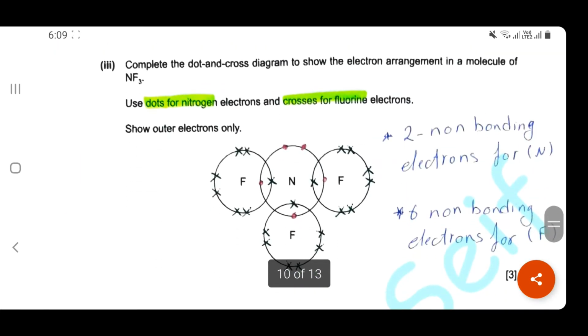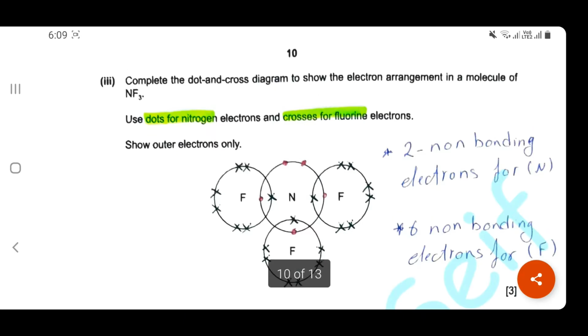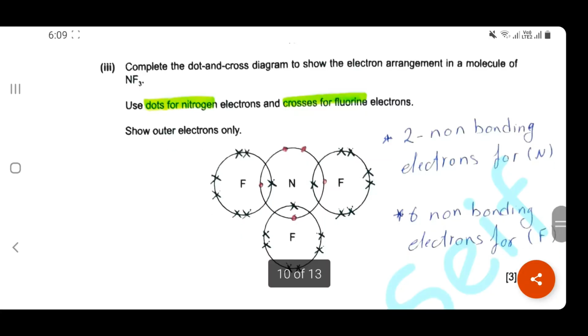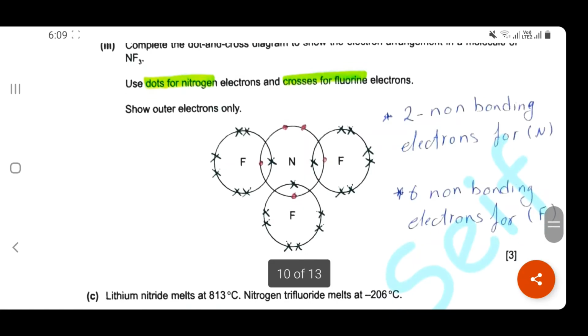Question 3. Complete the dot and cross diagram to show the electronic arrangement in a molecule of nitrogen trifluoride. Use dots for nitrogen electrons and crosses for fluorine electrons. Here 3 marks. 1 mark will be for the 2 non-bonding electrons for the nitrogen atom, and the other mark for 6 non-bonding electrons in each fluorine atom. The 3rd mark will be for the 3 correct covalent bonds between nitrogen and fluorine.